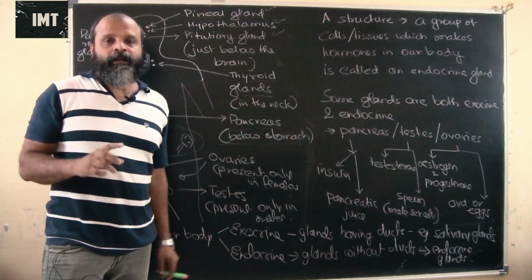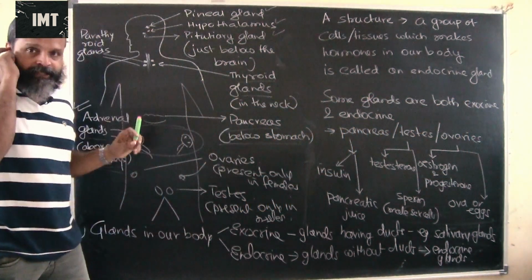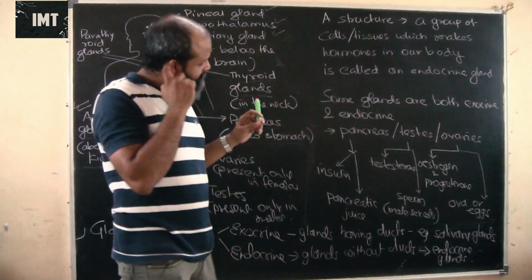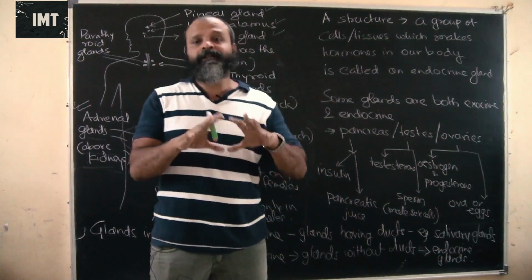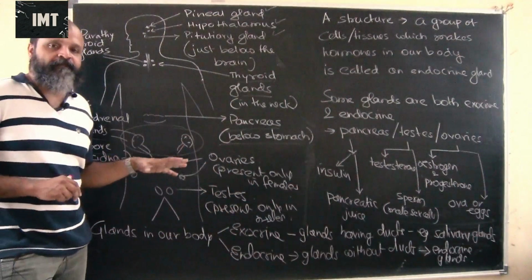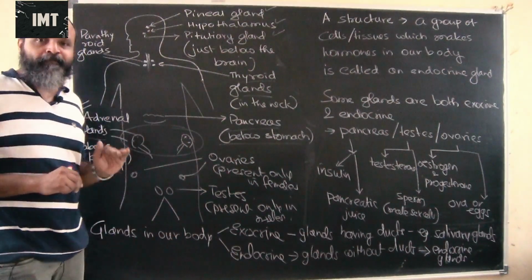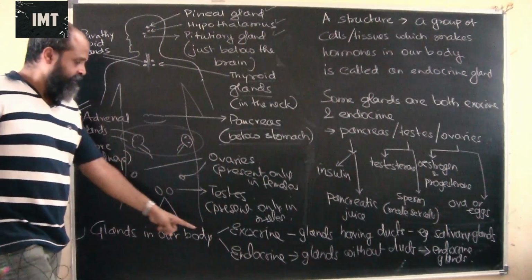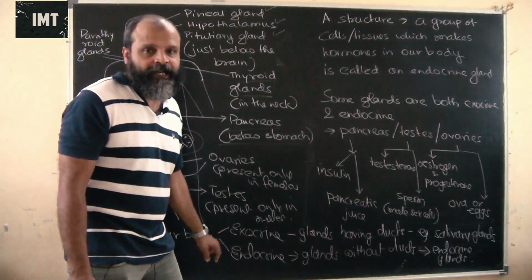Okay, so now we have seen the presence of endocrine glands. We will now talk about their types. Considering all the glands which are present in the human body, we can primarily divide them into two: the exocrine glands and the endocrine glands.